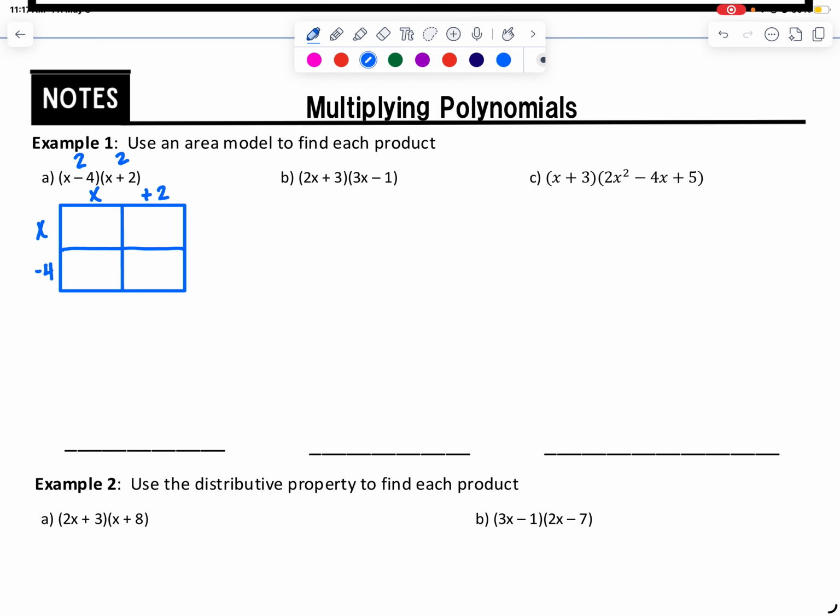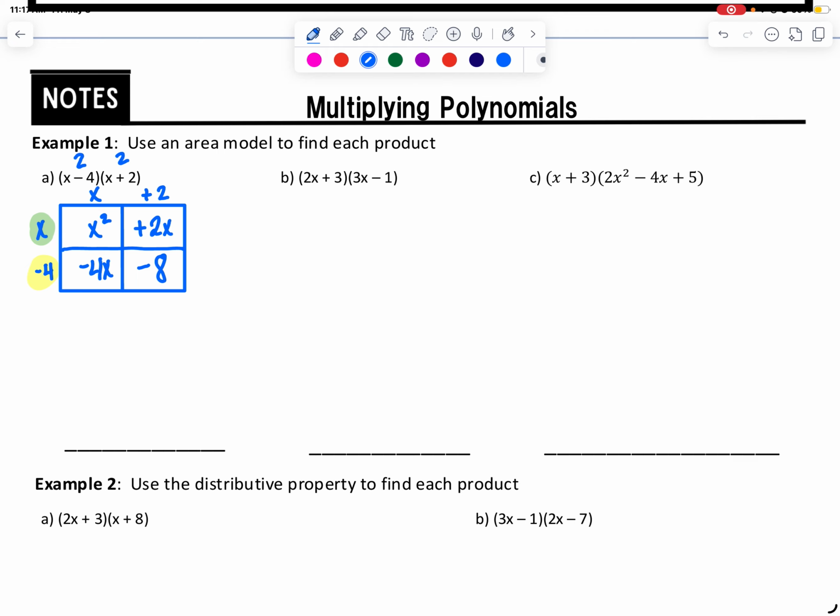Now I'm going to multiply this first term, the x, by everything on the top. So I'll multiply x times x, which gives me x squared, then x times 2, which gives me positive 2x. Now we'll take the second term, this negative 4, and multiply it by everything on the top. So negative 4 times x gives me negative 4x, and negative 4 times 2 gives me negative 8.